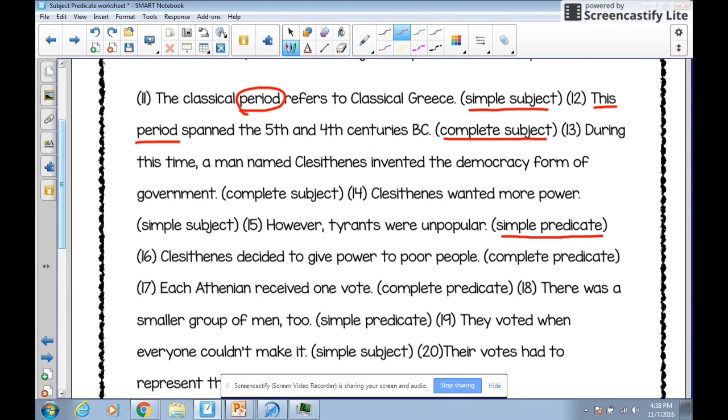When I look in here, this one's tricky because this is actually a linking verb. Remember, I can replace that with an equal sign, so tyrants equals unpopular. Let's take a look at this one. Complete predicate. Remember, complete predicate starts with the verb, and it continues after the verb. So if I take a look at this sentence, this verb's an action verb, so received shows action. So received, everything is our complete predicate.